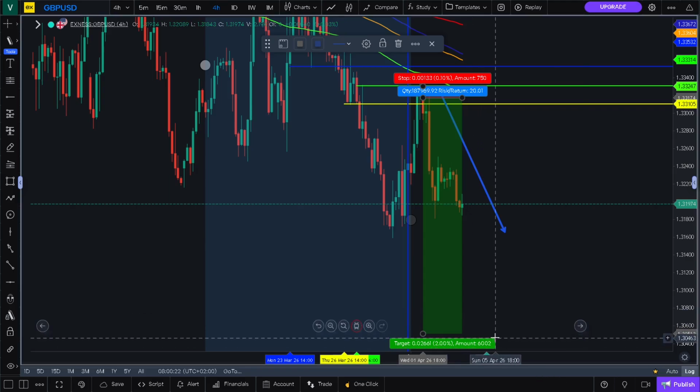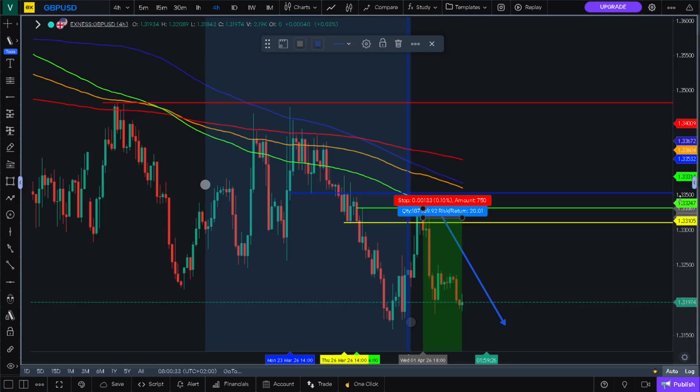This is the target that we will take our profit from, and then relax. We will have made enough. 1:20. If you're risking 1% here, that's 20% of your account balance. So with the pound and the dollar, this ends here.